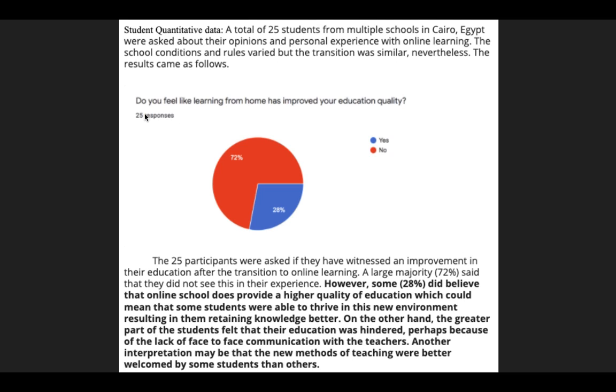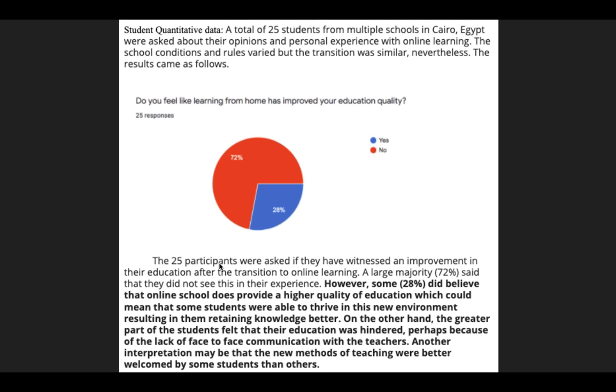Then we've got the first question and the graph which shows the 25 responses. Do you feel like learning from home has improved your education quality? Fine question, yes or no. Therefore multiple choice, they can only pick one answer. It doesn't give us full details, but it provides us a very broad overview, which is perfect for a quantitative question, as you'll remember from the videos.